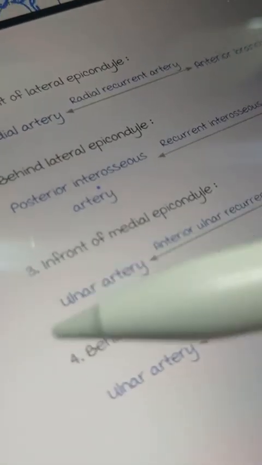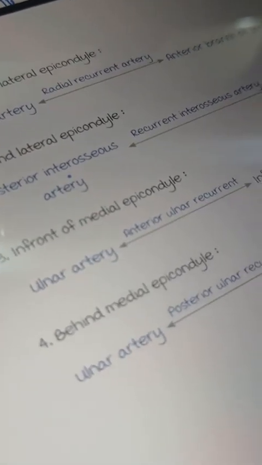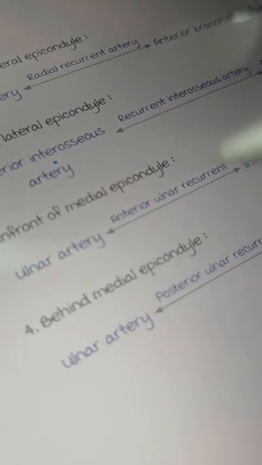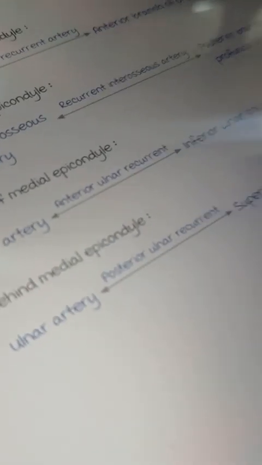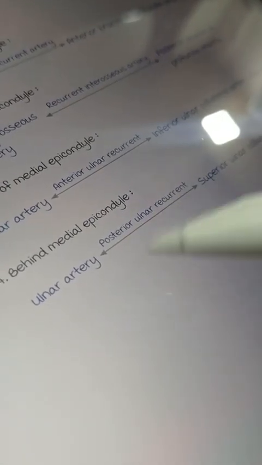Then this is in front of the medial epicondyle. These are about the lateral epicondyle. In front of the medial epicondyle: ulnar artery, anterior ulnar recurrent to inferior ulnar collateral, superior ulnar collateral. Behind the medial epicondyle: the posterior ulnar recurrent and ulnar artery.